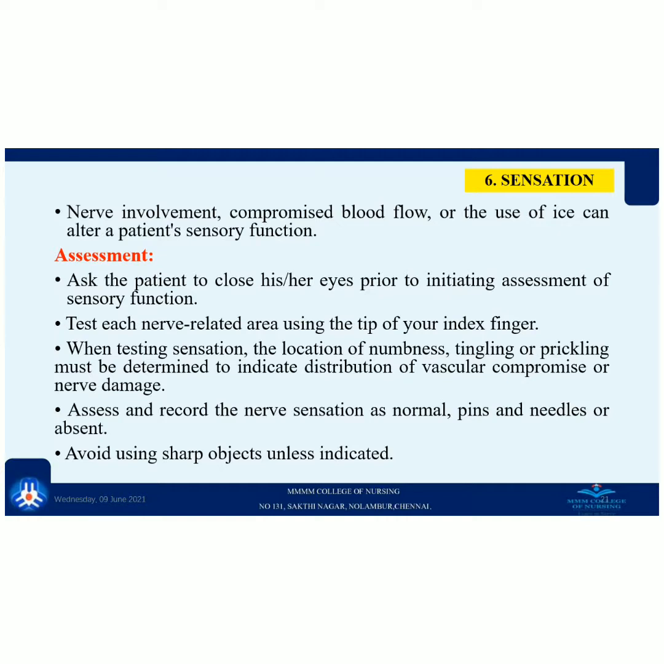When testing sensation, the location of numbness, tingling, or pricking must be determined to indicate distribution of vascular compromise or nerve damage. We need to carefully assess the location where these kinds of sensations are present, because each nerve distribution site will vary. So we need to assess which site is being affected and interpret which nerve damage is present. Assess and record the nerve sensation as normal, pins and needles, or absent sensation. Avoid using sharp objects unless it is indicated.